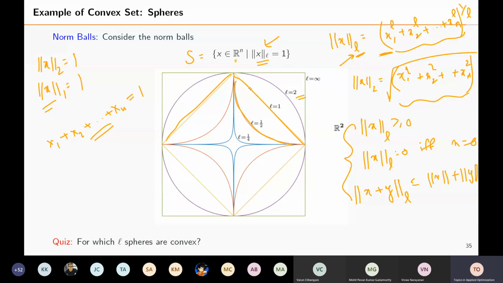So now the question is whether S is a convex set. What do you think? Is S a convex set? Let me know in the chat, for which L, do you think it's a convex set? And if yes, for which L is it a convex set? Sir, for L greater than or equal to 1, it's convex.